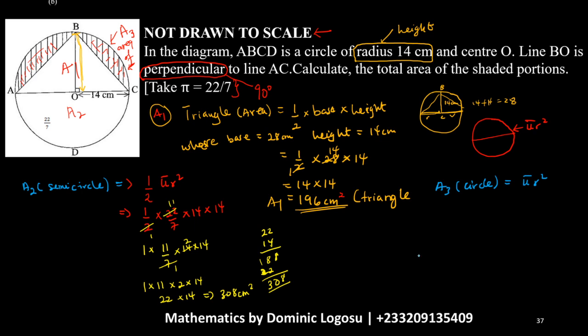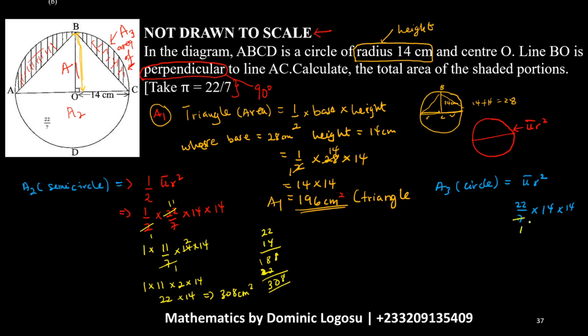Which is pi r squared. Now pi r squared basically, we've already done it, so it's the same thing here. We just have to ignore the half. So it becomes 22/7 times what? 14 times 14. Okay? We'll go ahead and cancel.